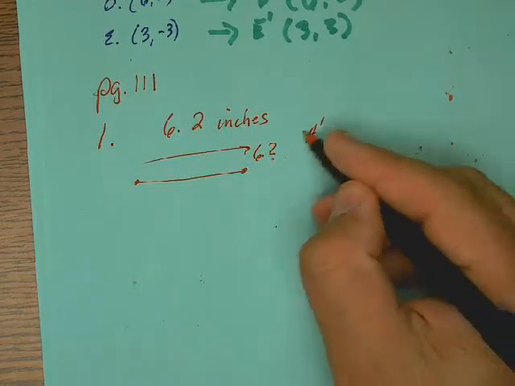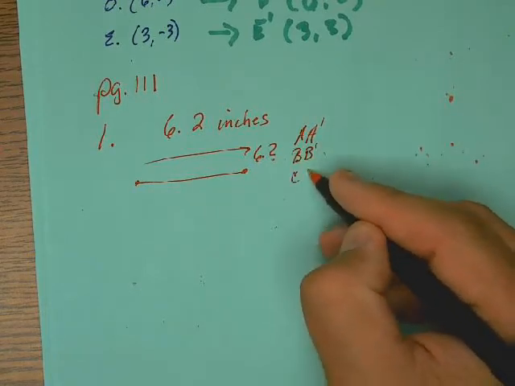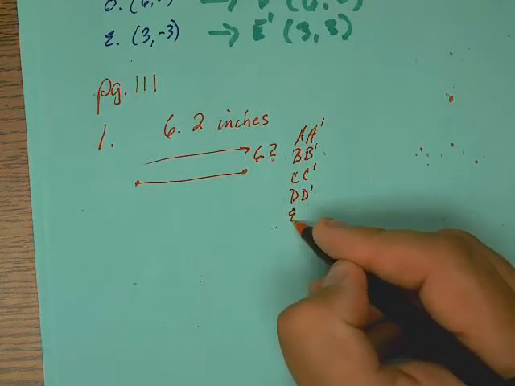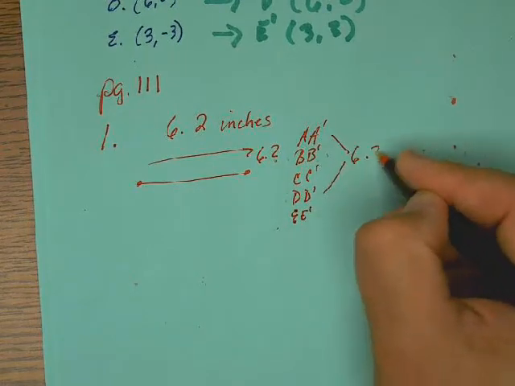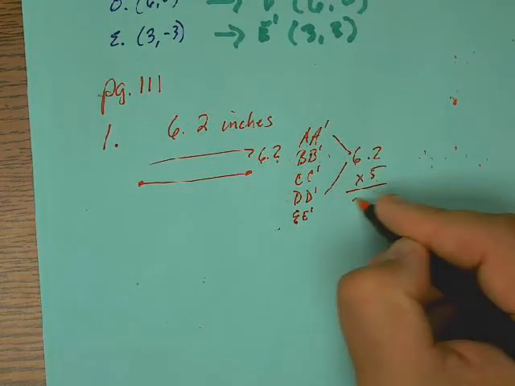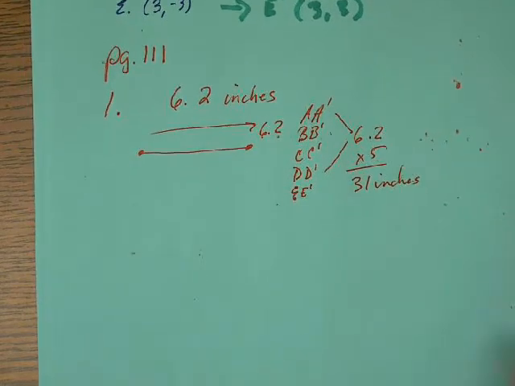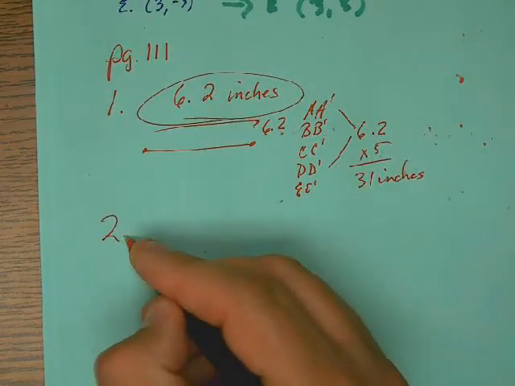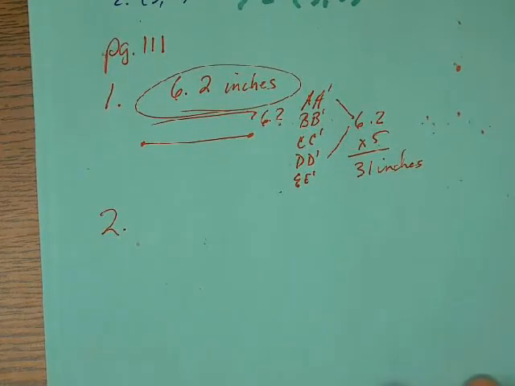So A to A prime, B to B prime, C to C prime, D to D prime, and E to E prime. Well, they're all 6.2. So take 6.2 times 5, and you have 31 inches. That's simple. Okay, that's it. That's all they're asking for. Using the translation of 6.2. All right, so write an algebraic rule.